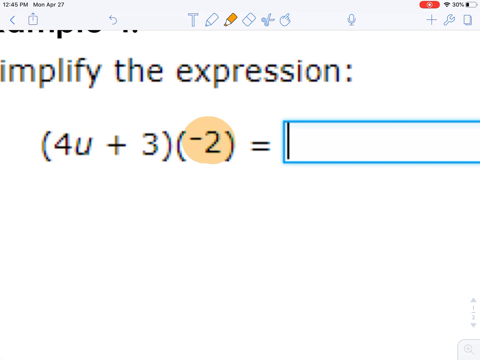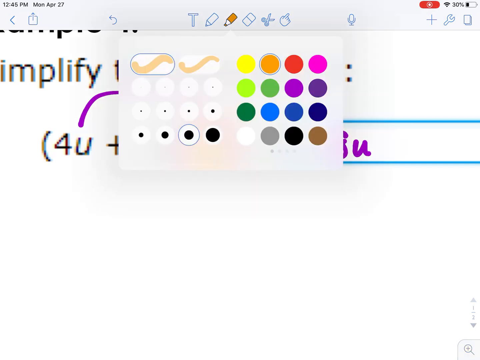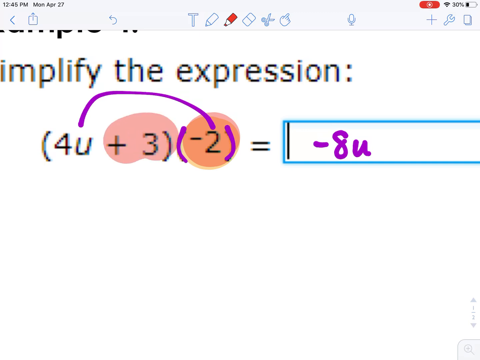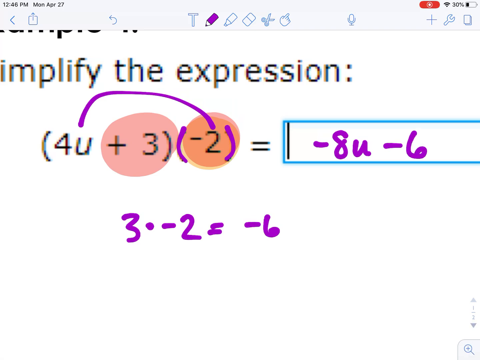And this last one I have for you, this negative 2, see those parentheses? That means I am still multiplying. Negative 2 times 4u is negative 8u. And then I always find it helpful to check my signs. 3 times a negative 2 is negative 6.